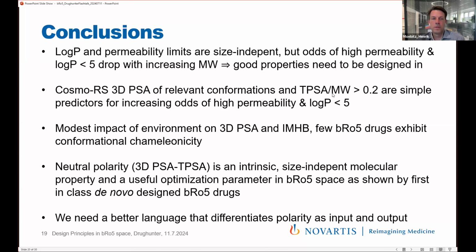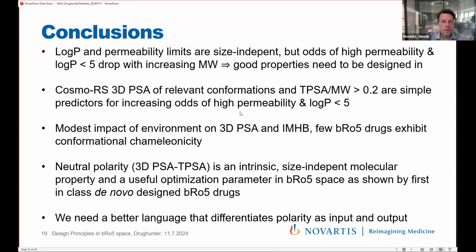minimum neutral TPSA. The Cosmo RS 3D PSA of relevant conformations and the simple criterion of fraction polarity greater than 0.2 are predictors for increasing odds. And this can be very useful for screening large chemical spaces, which you need to screen to identify outliers that beat these trends of anticorrelated permeability and lipophilicity.